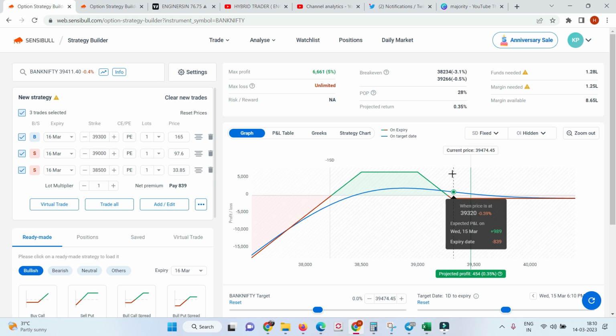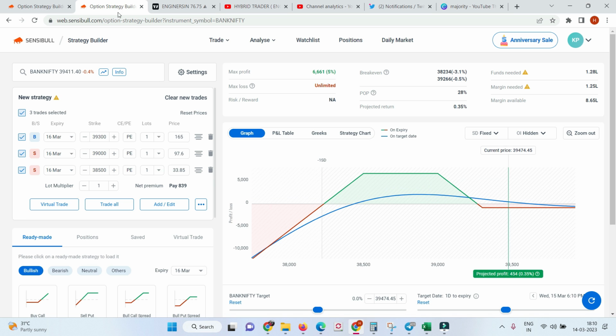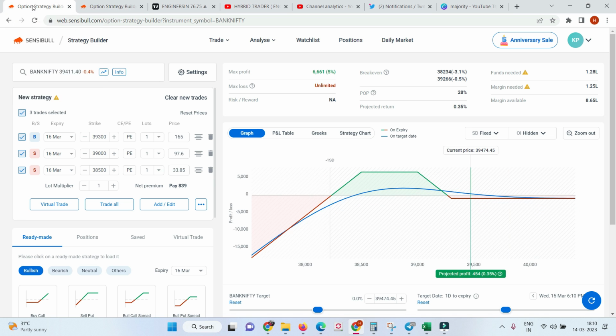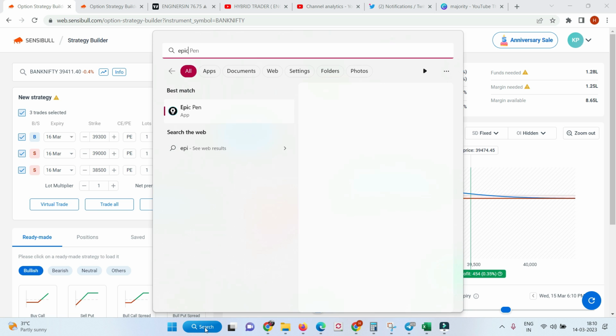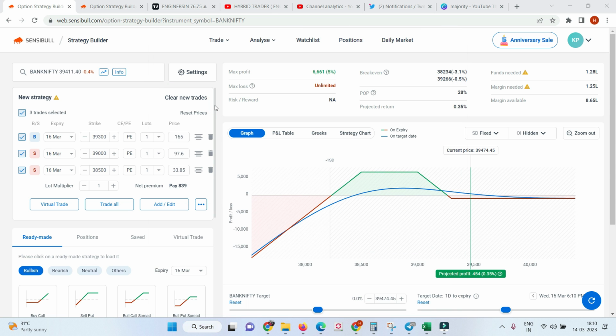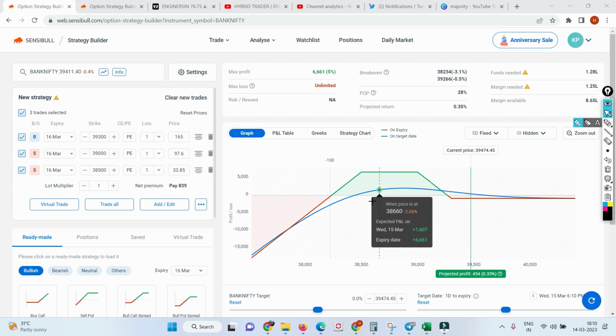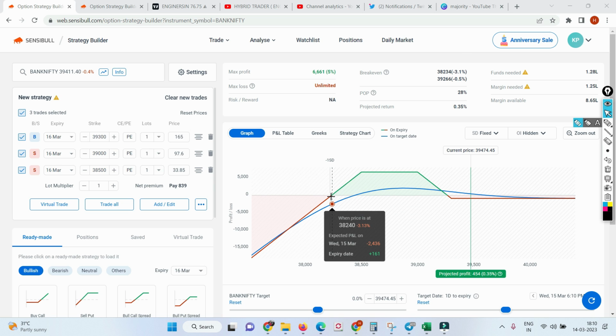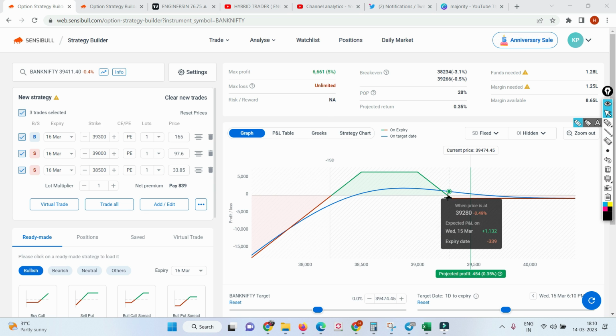Let me zoom out. Now I've taken two windows. Let me take the epic pen, guys. Now if you look at this trade, 3.1% is your extreme lower side range. This particular trade has a safety of 3.1%. Your break even is like 0.5%, right?